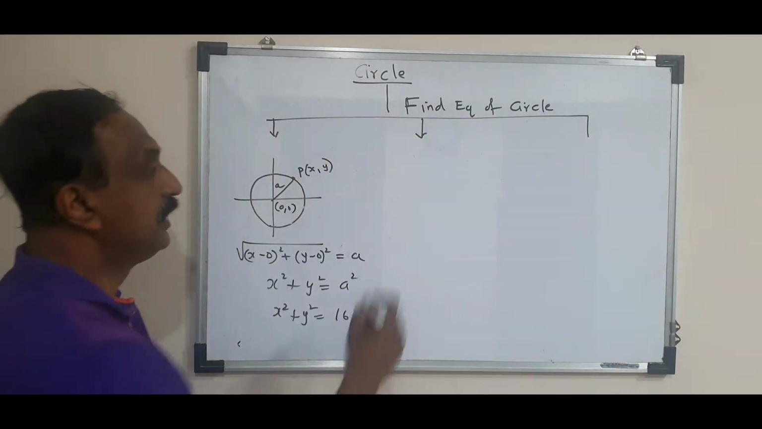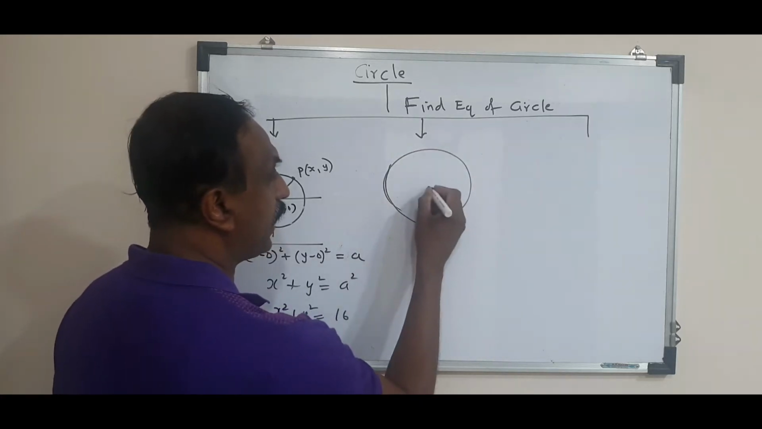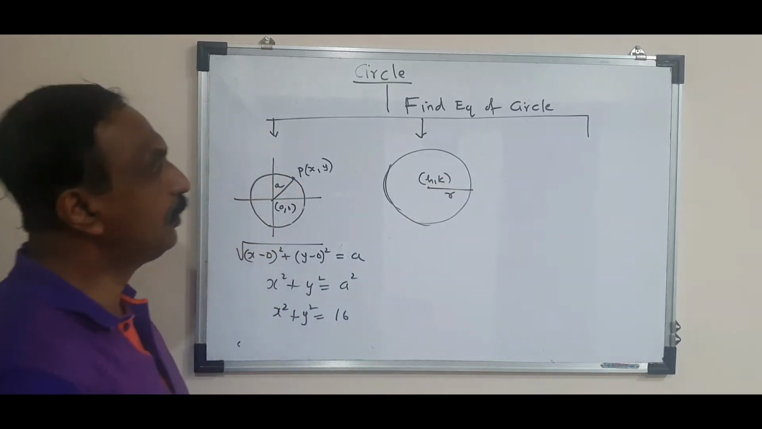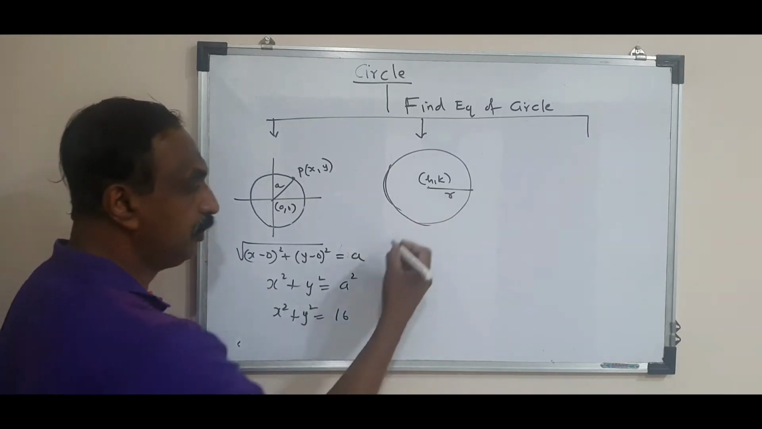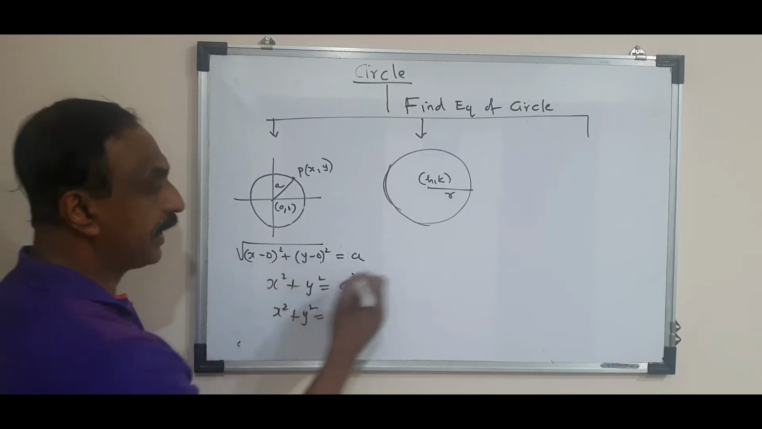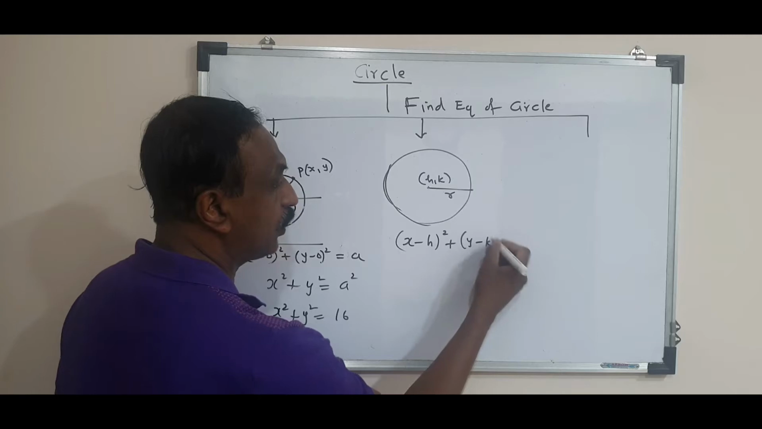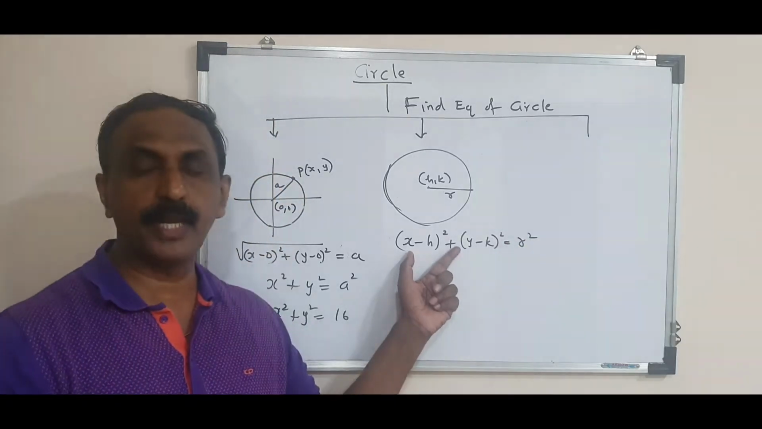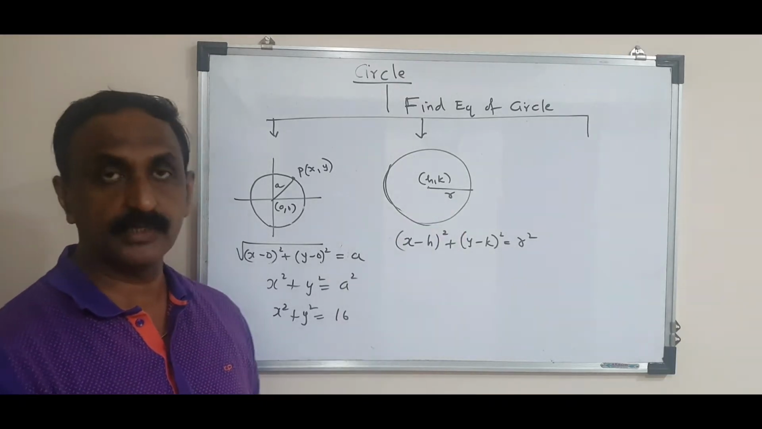Then we come to the circle with the center at h comma k and radius r. What will be the equation of a circle whose center is given to you and radius is given to you? Again, the only difference here is that the origin will become h comma k. So x minus h the whole square plus y minus k the whole square equal to r square. This will be the equation. This is to be applied whenever we want to find the equation of a circle when center and radius are given.